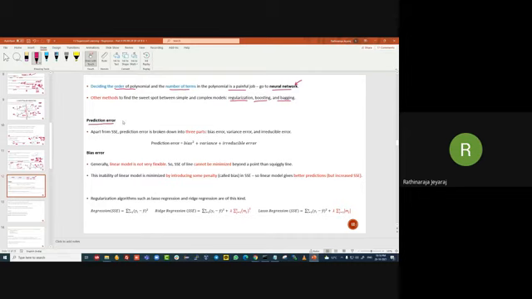Prediction error is not sum of squared error. Okay, sum of squared error is the difference between the prediction value and the observed value. All right, but the prediction error is different. The prediction error comprises three terms. One is bias, which is squared, variance, and irreducible error. Well, let's understand one by one.